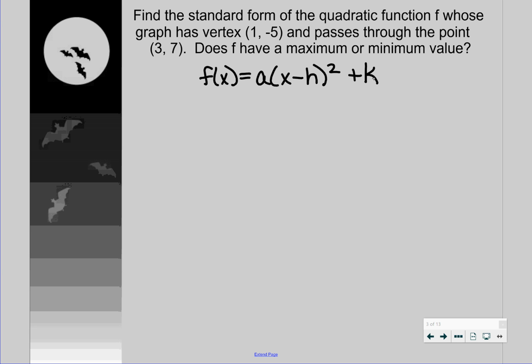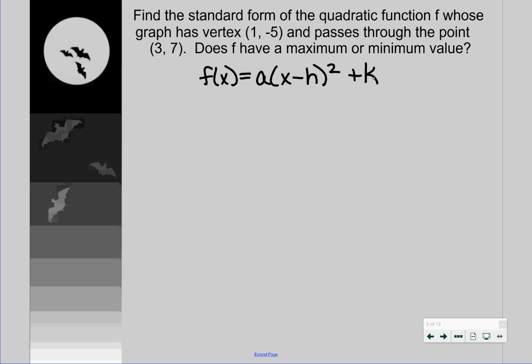This is going to be similar to a few things we do when we find an equation in y equals mx plus b form, a linear equation. Our goal is to find every value in this equation except for x and y, which is our f of x there. So we need to find a number for a, a number for h, and a number for k. If I can do all of those things, I will have a complete quadratic equation. Do I have any of those values now? a, h, or k?